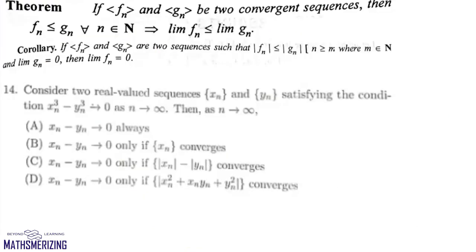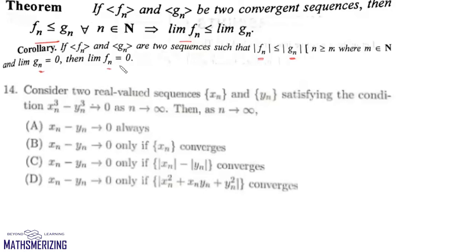Another theorem is, if fn and gn are two convergent sequences, and if fn is less than or equal to gn, then limit fn will always be less than or equal to limit gn. And if fn and gn are two sequences such that mod fn is less than or equal to mod gn, then if limit gn is 0, then limit fn is also 0. Now let us take an example.